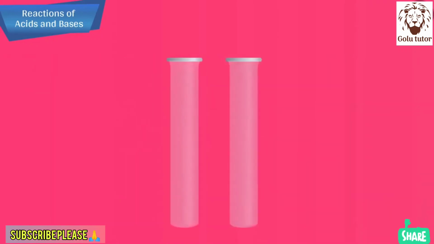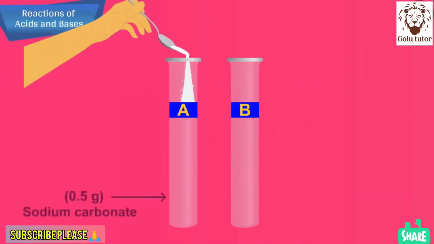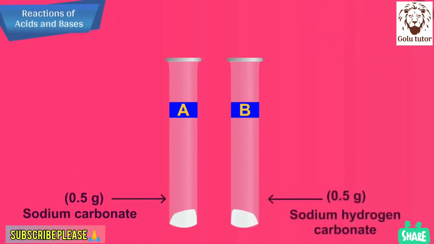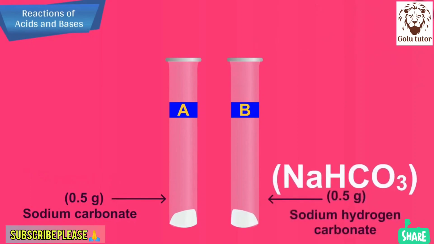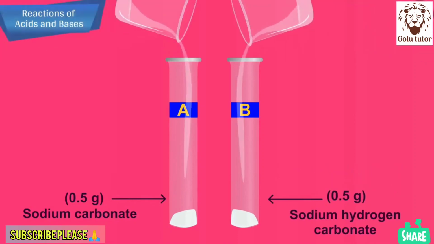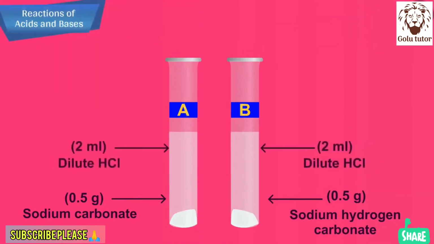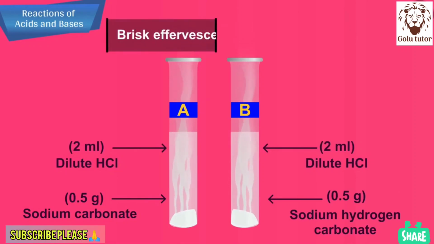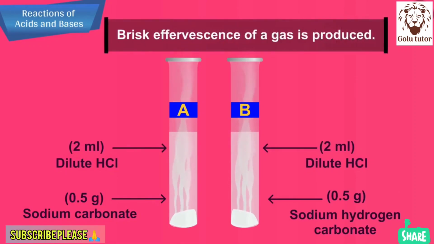Take 2 test tubes. Label them as A and B. Take about 0.5 grams of sodium carbonate, Na2CO3, in test tube A and about 0.5 grams of sodium hydrogen carbonate, NaHCO3, in test tube B. Add about 2 ml of dilute HCl to both the test tubes. What do you observe? You will observe that brisk effervescence of a gas is produced.